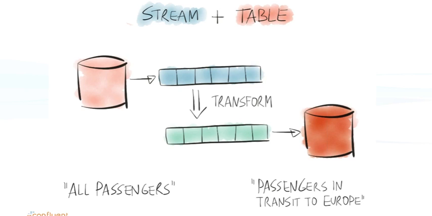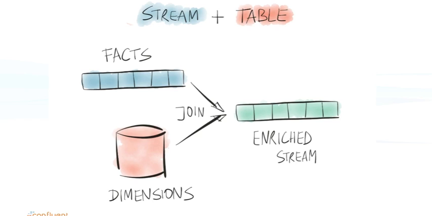The last use case I want to show here is streams and tables. Oftentimes you have an incoming stream of facts. That might be a very large incoming stream, for example, customer transactions. And then you would be joining these facts to dimensions such as customer profiles. So the result of that would be an enriched stream of information.